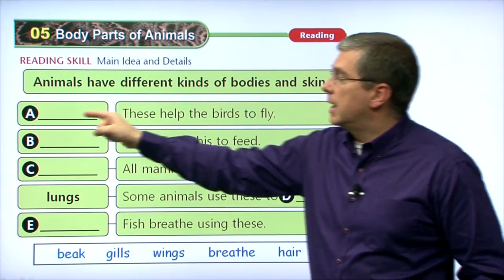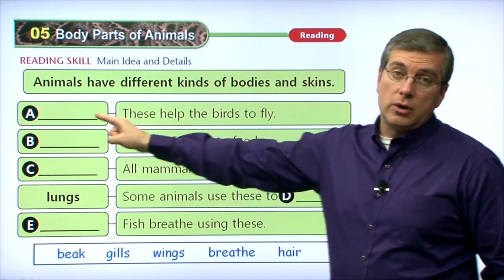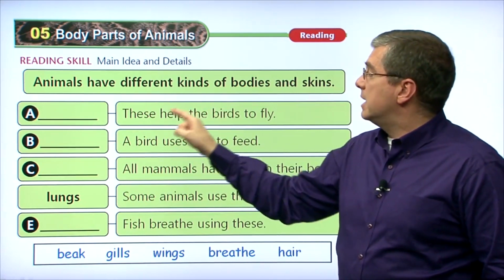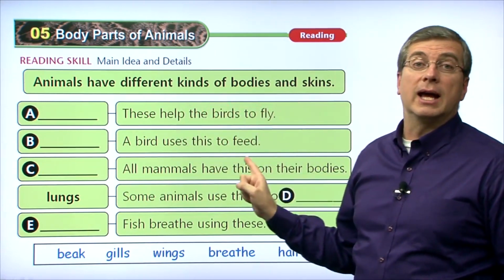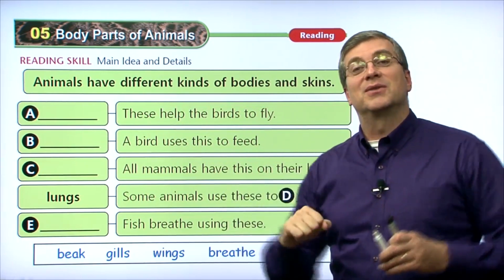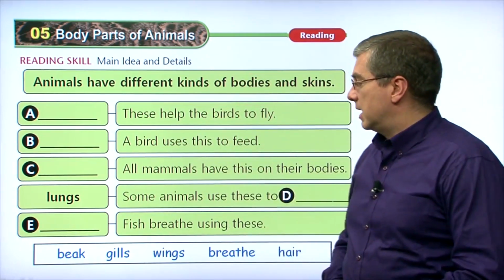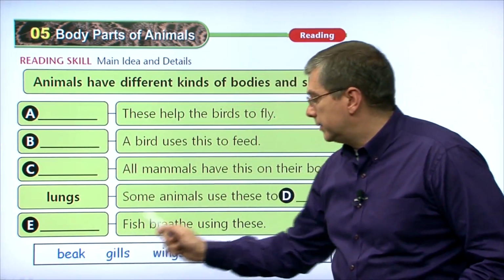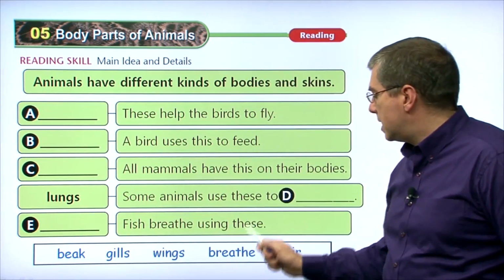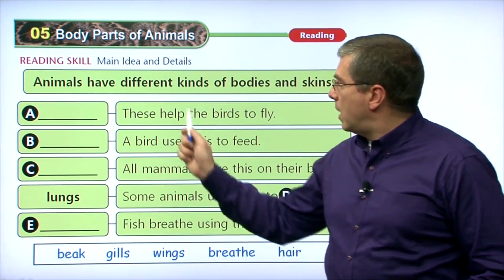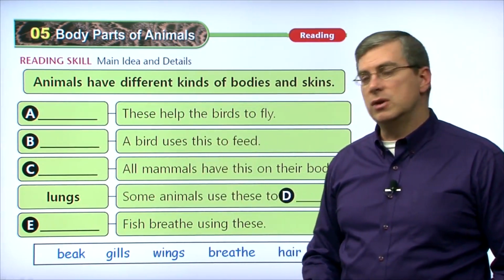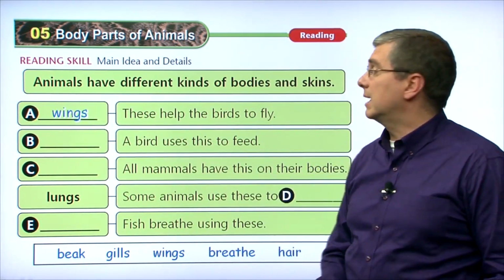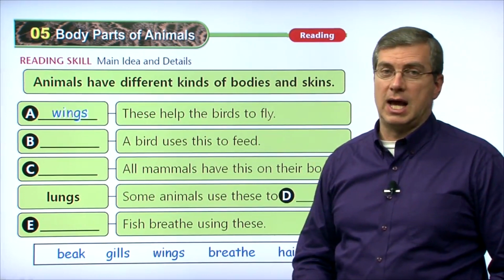Okay? First of all, A. We don't know the body part, so we have to look over to the use. What is it used for? These help the birds to fly. So what helps a bird to fly through the air? If we take a look, we have our words down here, our word choices: beak, gills, wings, breathe, and hair. So what helps a bird to fly? If you guessed wings down here, you would be correct. Wings help a bird to fly.